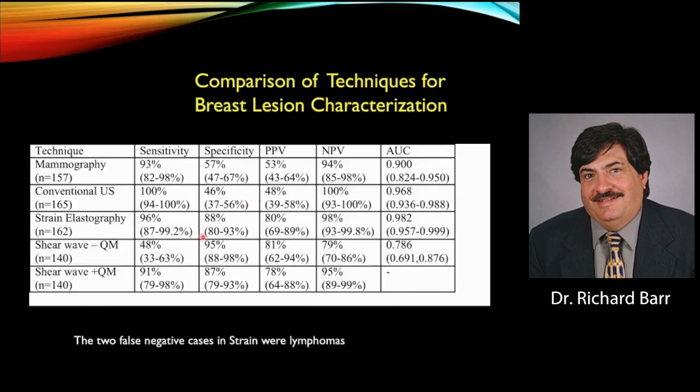And again, we published this in a paper, and we showed that if we add the quality measure, and if we have a solid lesion and the quality measure is bad, we can get almost the same results as we do with strain. If we don't use the quality map, we get actually much worse results.